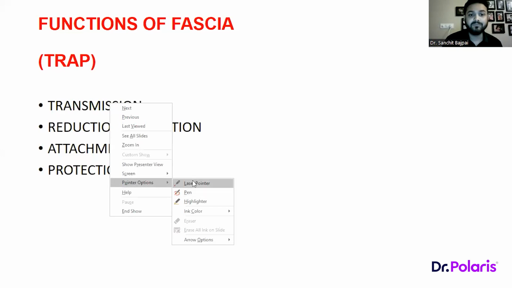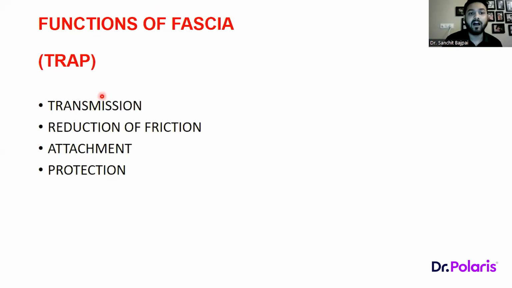Now let me come to the second one. Second one is R. Wherever there is fascia, it is attaching one structure above and one structure below. So it is preventing the friction between two structures, that is, the above structure and the below structure. And I'm going to show you how it prevents the friction. So that is reduction of friction. Now comes A. A means attachment.